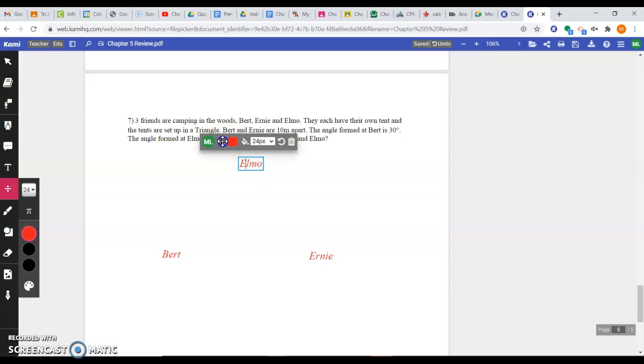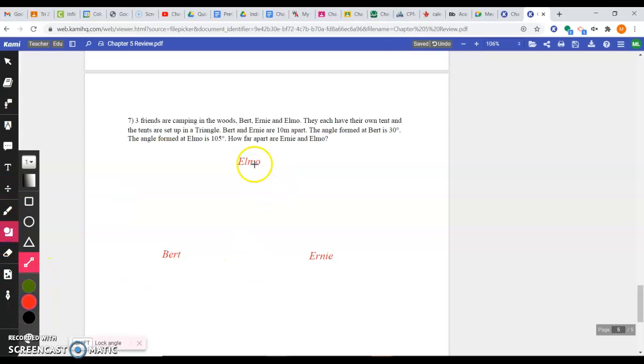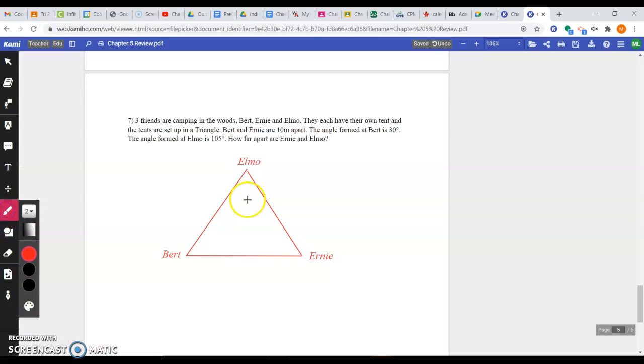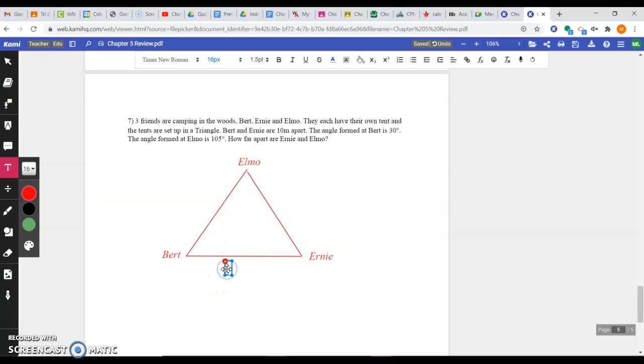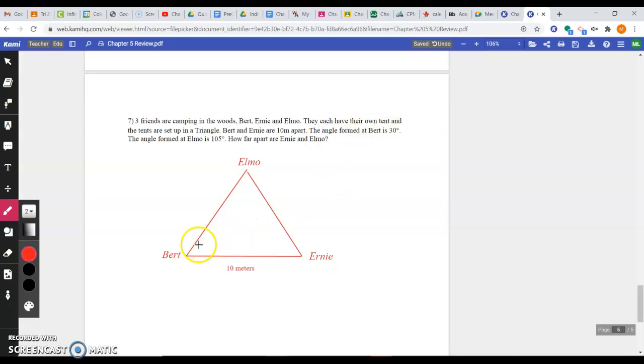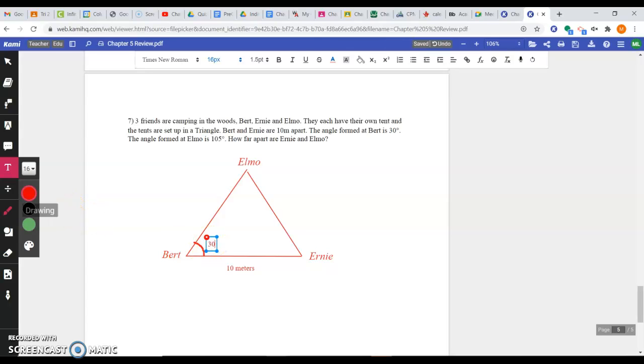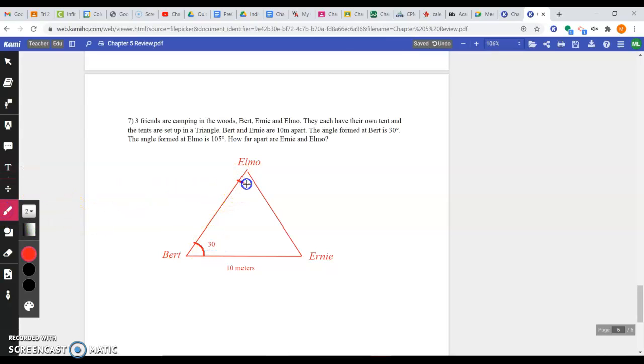All right. And then I'm going to create this triangle between Bert, Ernie, and Elmo. So I'm going to use from here to Bert, and then from Bert to Ernie, and then we'll complete the triangle here. Now it's not perfect. It's not even going to be the most accurate drawing, but that's okay. As long as I have my triangle in place, I can start evaluating. I noticed that Bert and Ernie are 10 meters apart, so this length down here is 10 meters. I know that the angle formed at Bert is 30 degrees. And I know the angle formed at Elmo is 105 degrees.